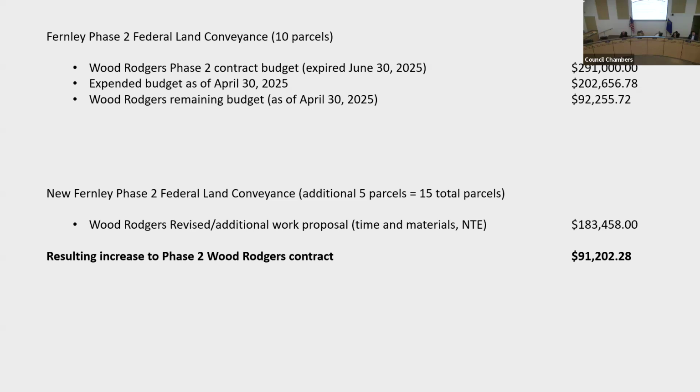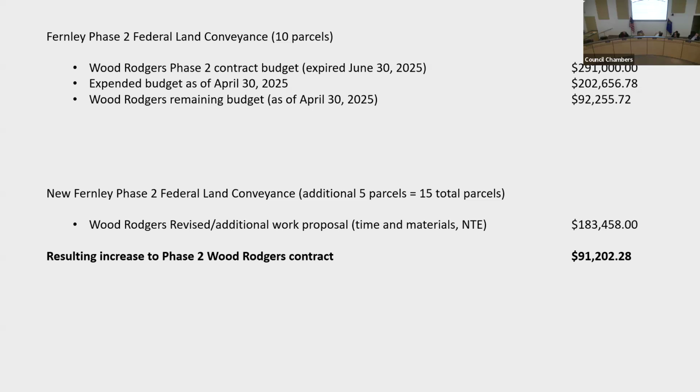Okay, because 291,000 subtract 202,656.78, I got 88,343. What? Did I do my math wrong? Oh, geez. That's why I'm not the treasurer. I'm really just want to make sure that I'm not losing my mind. Thank you for checking that math. I apologize for that, but you get the idea.